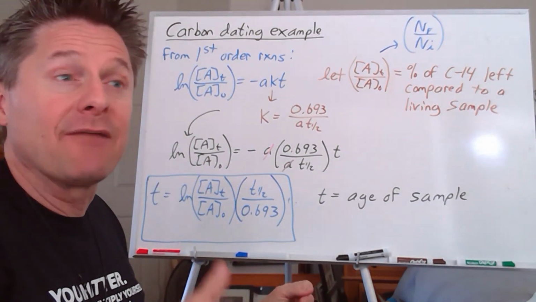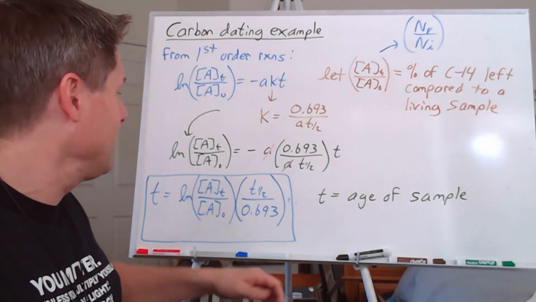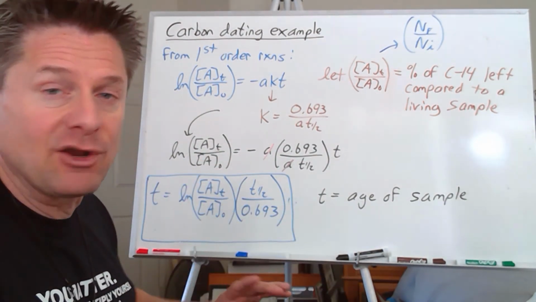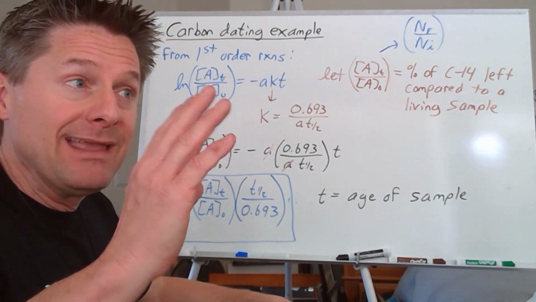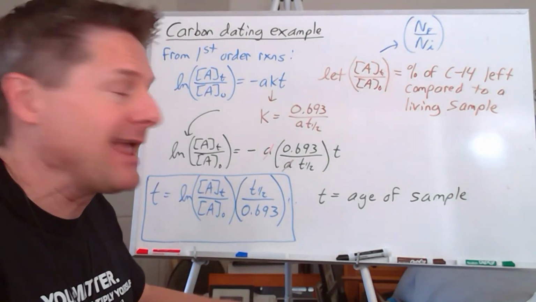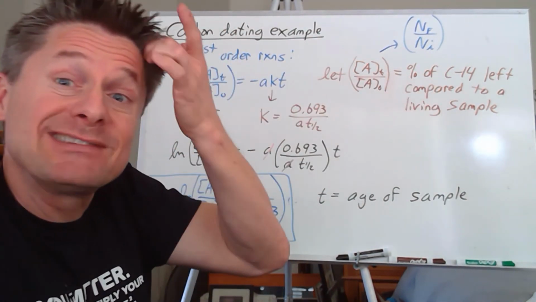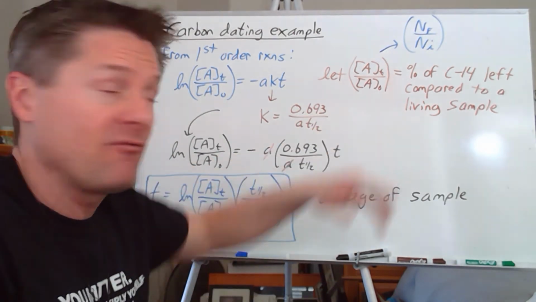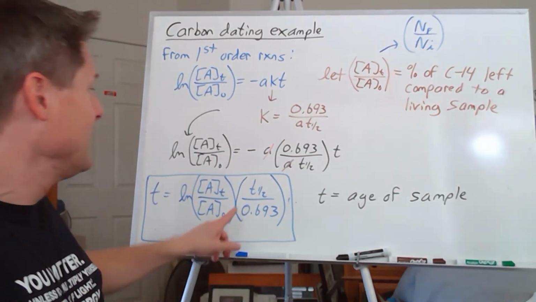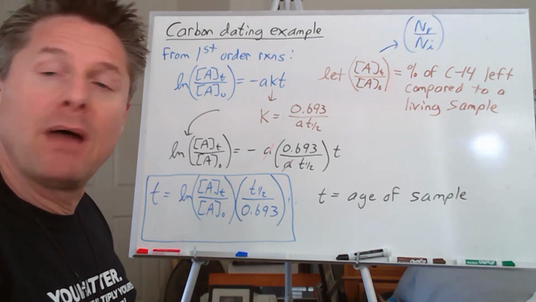Carbon-14 starts decaying every 5,730 years. Half of it's gone. Carbon-12 stays constant. So you're looking at the ratio of carbon-14 to carbon-12, comparing it in that artifact you found, that fossil, compared to living samples. That's just the log of AT over A naught. Typically, that'll just be the percent of carbon-14 left compared to a living sample, times the half-life, which we know is 5,730 years, divided by 0.693.